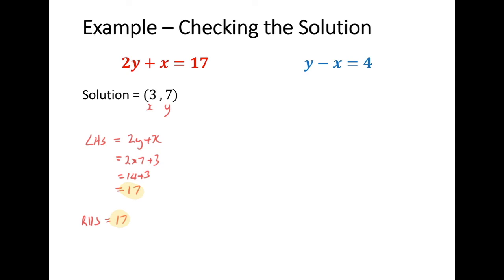Doing the same thing for the second equation, the left-hand side is y minus x, and substituting in my values, it's going to be 7 minus 3, which is equal to 4. The right-hand side of the equation is equal to 4, so both sides of the second equation also equal. So there are a couple of examples of how we can solve simultaneous equations by looking at a graph and identifying the point of intersection, and then substituting back into the original equations to check the solution.